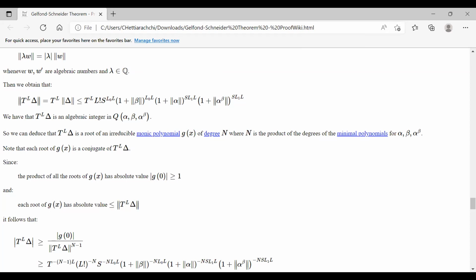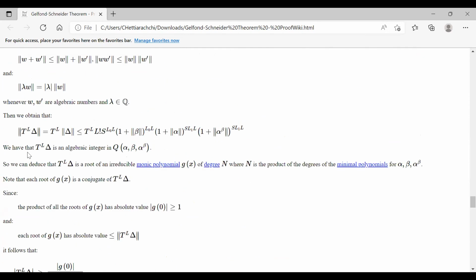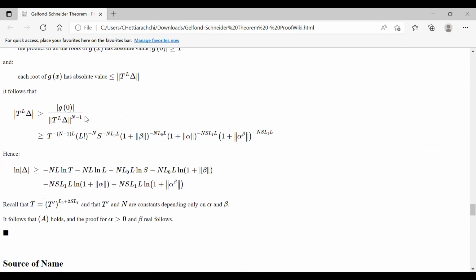Then we apply these two inequalities. We get that the absolute value of T to the L delta is greater than or equal to the absolute value of g of 0, then the norm of T to the L delta to the power n minus 1. And then we apply this inequality here. Remember, we obtained this one for the norm of T to the L delta. We apply it and we get this inequality, raising that to the power n minus 1. This is 1 over the norm of T to the L delta. Then we take ln on both sides.